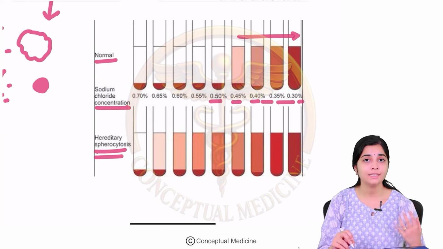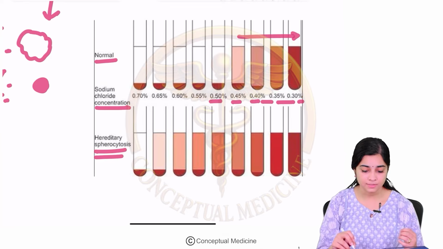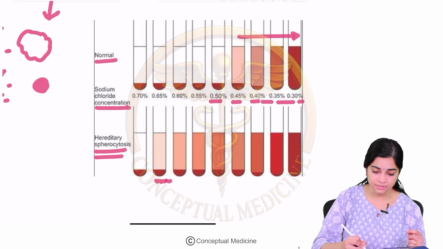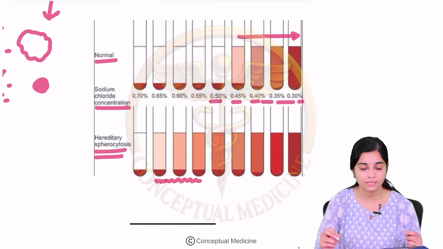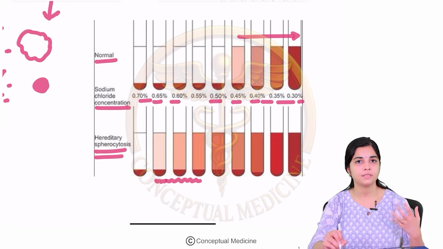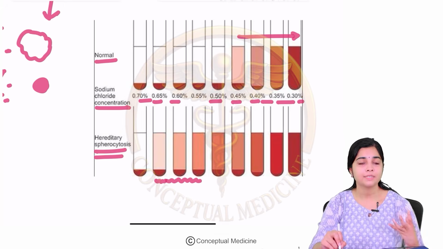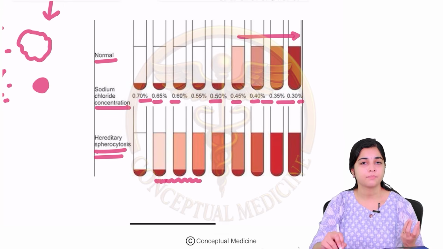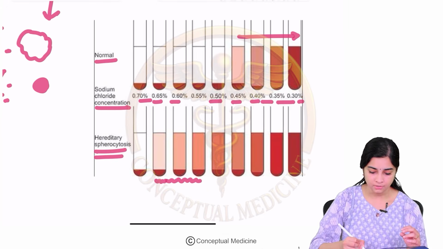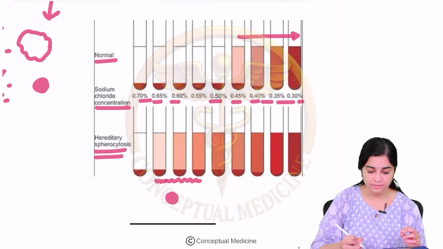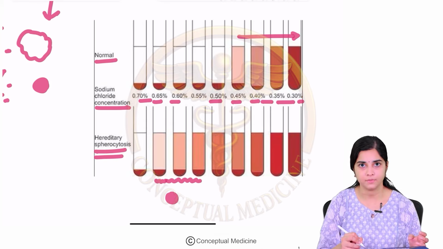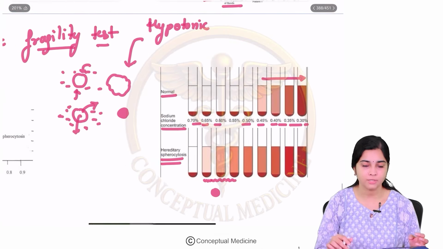But in a patient with hereditary spherocytosis, what are you seeing? You are seeing that at a higher concentration, that is in a hypertonic saline itself, with a concentration of 0.6 or 0.7, the hemolysis is starting. That means that in the hereditary spherocytosis patient, the RBC is very, very fragile. It is already a spherocyte, so at higher concentrations itself, it is swelling up and bursting, right? So this is what we mean by the osmotic fragility test.